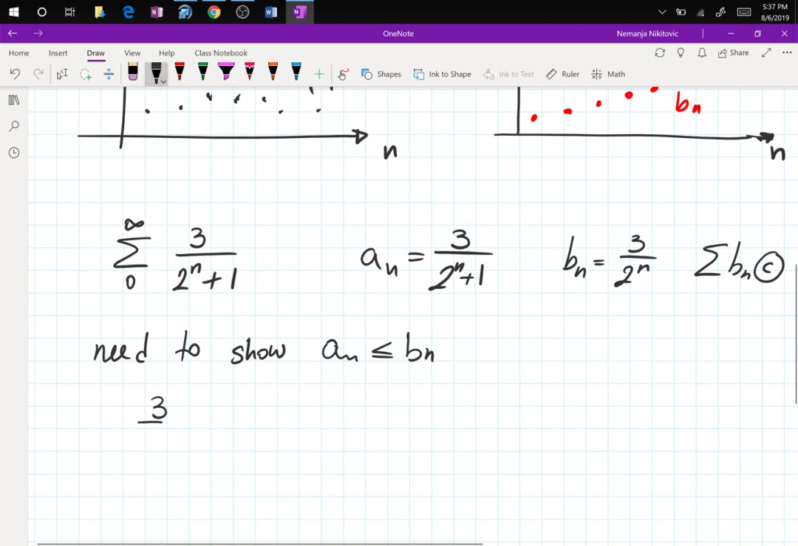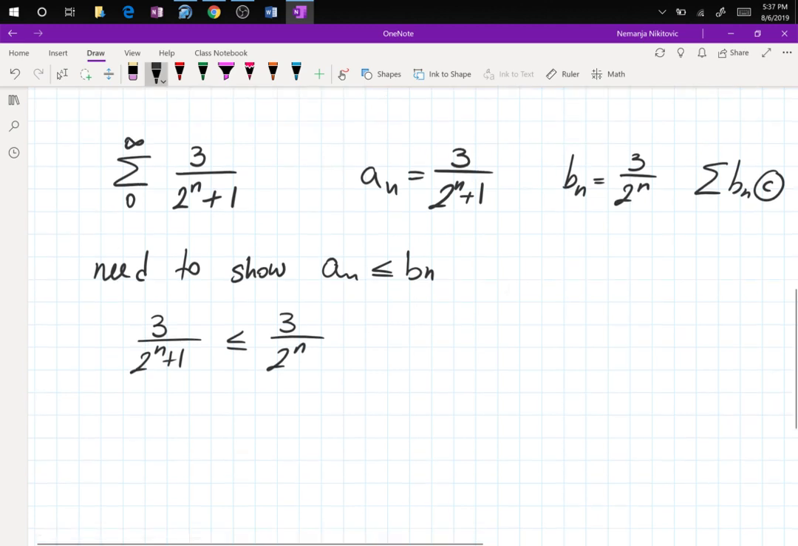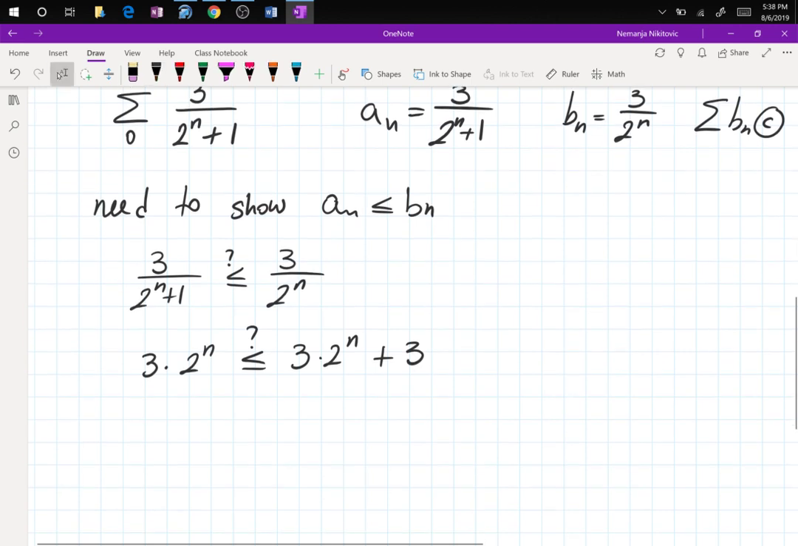So I need to show that 3 over 2 to the n plus 1 is smaller or equal than 3 over 2 to the n. Well, we cross multiply. 3 times 2 to the n should be less or equal than, you can put a question mark, 3 times 2 to the n plus 3 times 1 is 3. Now if you consider that these two are the same and this side has a plus 3, well, clearly the right side is bigger. Therefore, this is true.